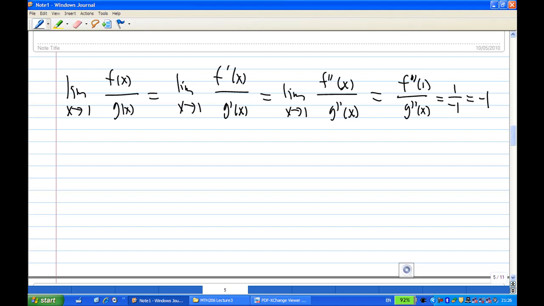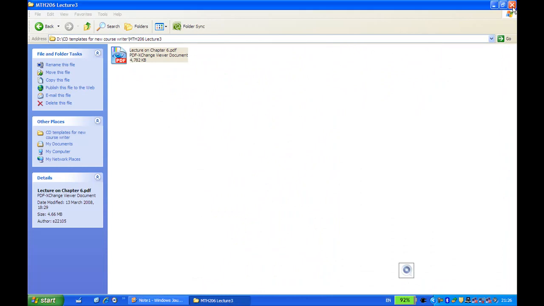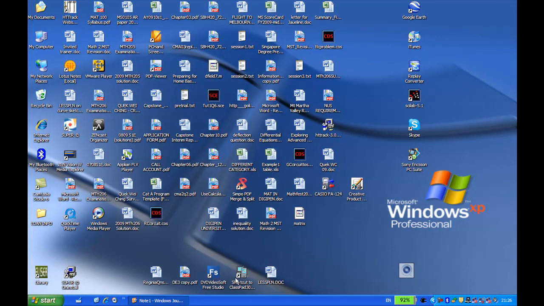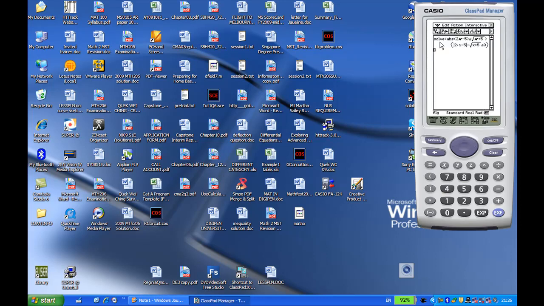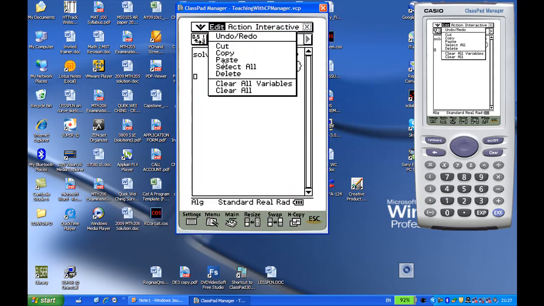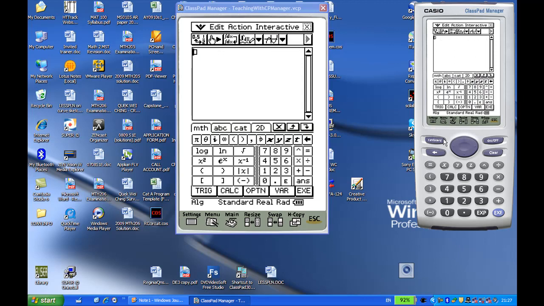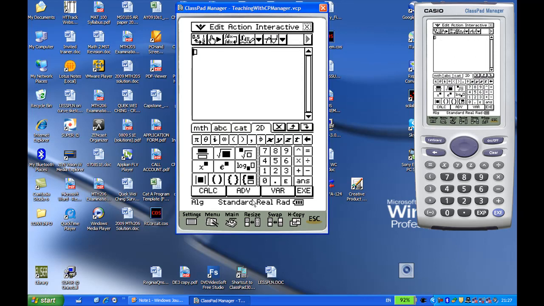What I'm going to show you now is how to use ClassPad to find the solution. So I'm going to call up the ClassPad now. I'm going to go to the main program of ClassPad, and I'm going to clear the screen. I did clear screen, and then I'm going to find the limit. Go to the keyboard, and then I press 2D, calculus, limit of x goes to 1.